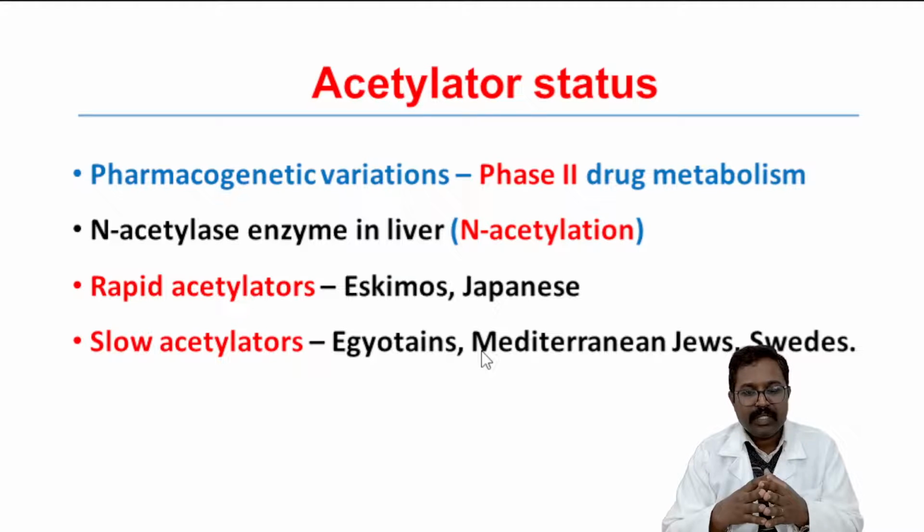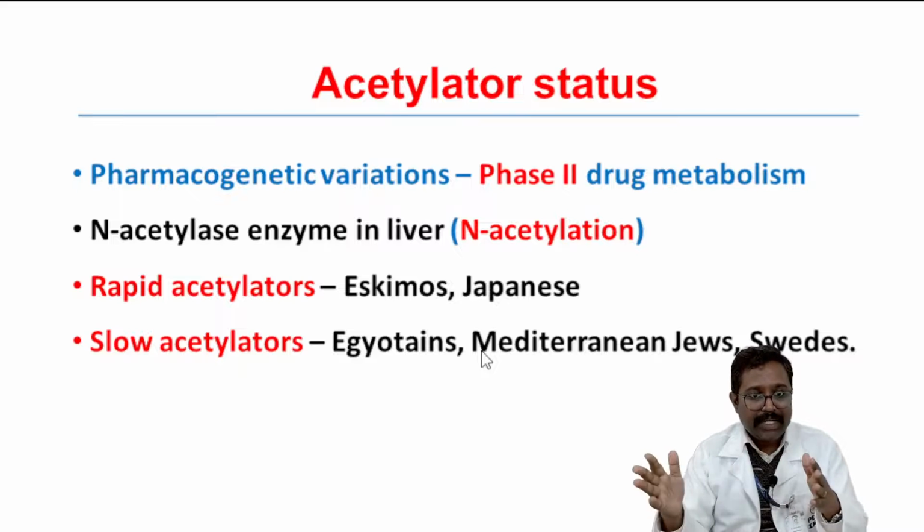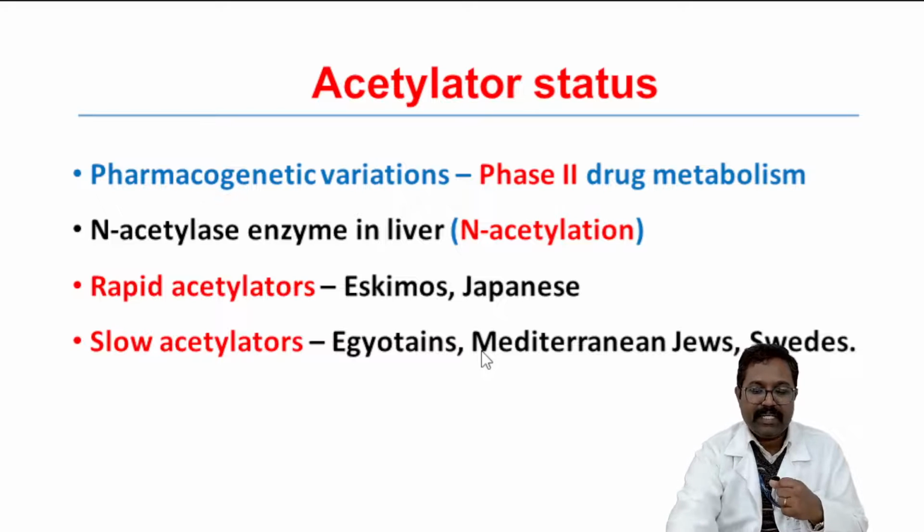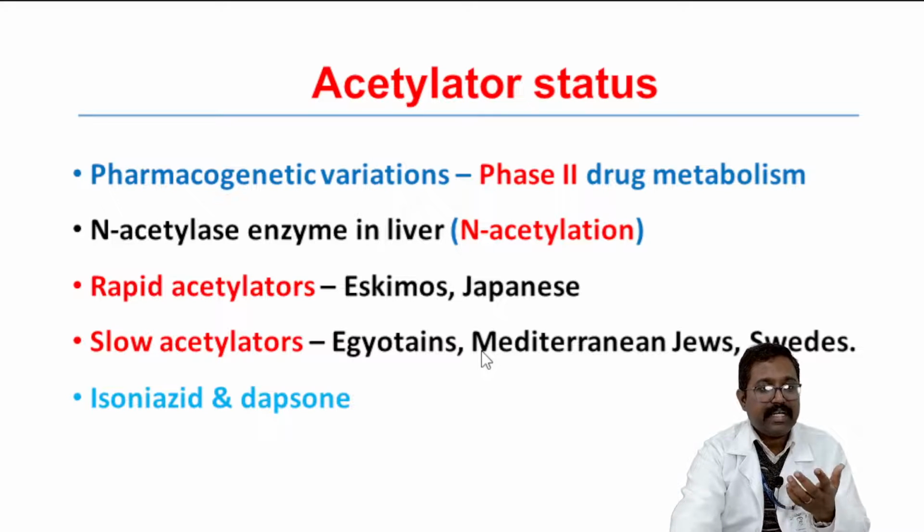Whenever an individual has a rapid acetylation process, what will happen to the drug concentration? Drug concentration will be very low, and the drug will not be sufficient to produce its therapeutic effect. What happens if the patient has slow acetylator status? In such a condition, the same drug causes an increase in plasma concentration, because of the slow acetylation process, the drug will remain for a longer time, which can lead to toxicity. Examples are isoniazid and dapsone, which undergo acetylation.